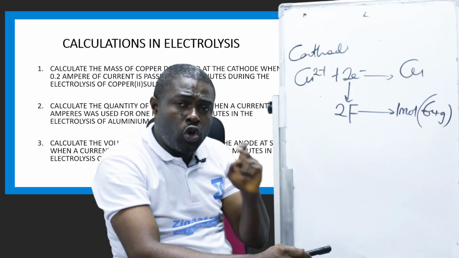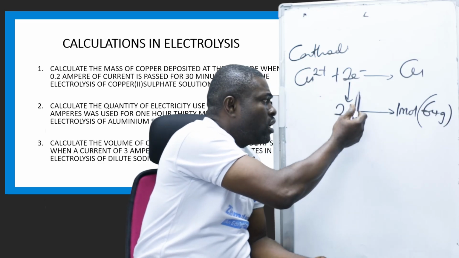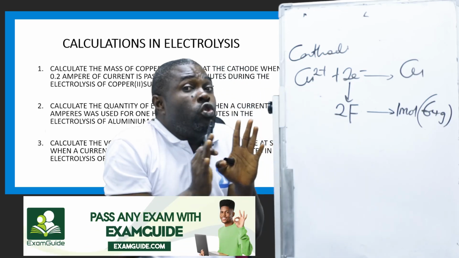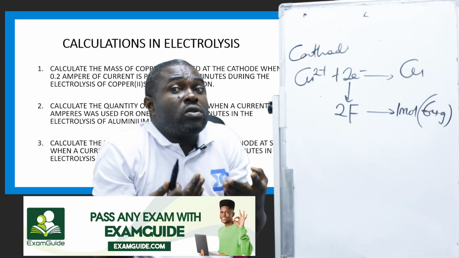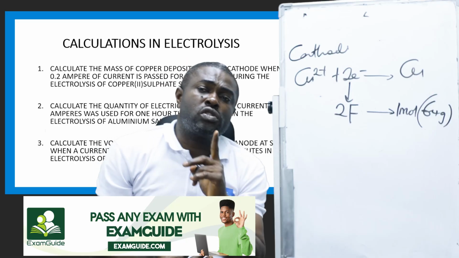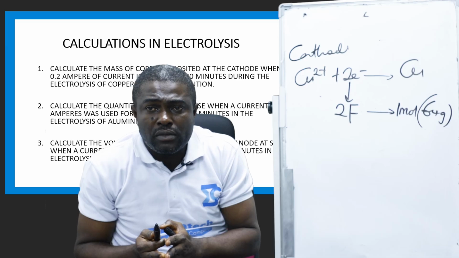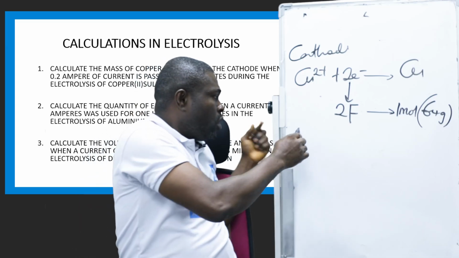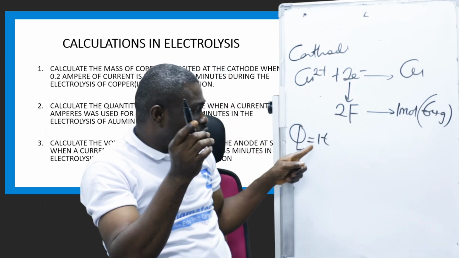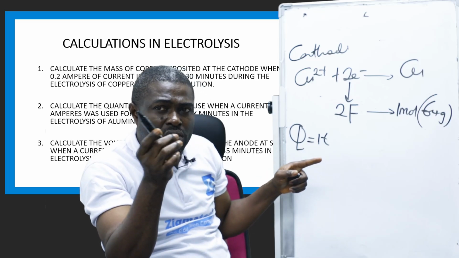What is the unit of Faraday? Coulombs. So I have here 2 Faraday, and the unit of this Faraday is coulombs. The next thing you would do is to find another quantity of electricity, which either they will give to you directly in the question, or they will give you the 2 things that you can multiply to get it. What is that quantity? Quantity of electricity is equal to I times T. Remember, I is current in ampere, and T is time in seconds.